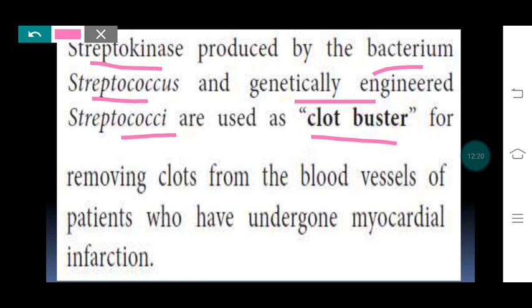Clot buster means if any clot is there in the blood vessel, that clot can be removed from the patient's blood vessel by using this enzyme called streptokinase. If you give this enzyme, the clot is removed. So this kind of enzyme is today obtained from a bacteria called Streptococcus. Okay, so all these are very important, and this is for treating myocardial infarctions, that is closely related to heart failure, all this.